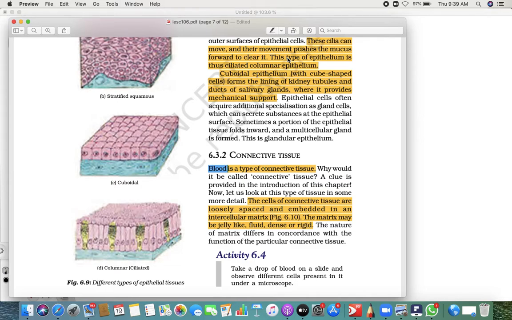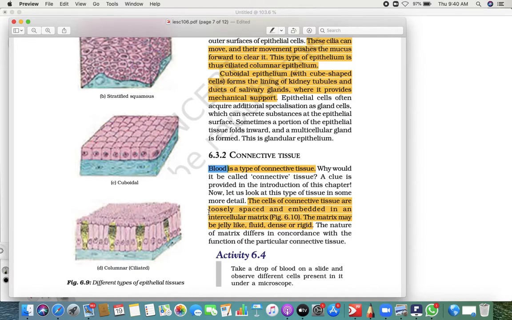The blood is a type of connective tissue. The cells of the connective tissue are loosely spaced and embedded in an intercellular matrix. Now the matrix can be a jelly-like material, it can be fluid, it can be dense or rigid. Now we know the blood in the human body or in an animal is a fluid that flows from one part of the body to another part. And who pumps that? The heart pumps it.